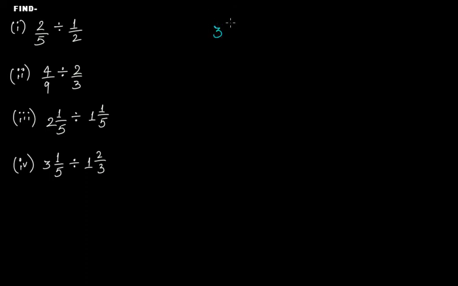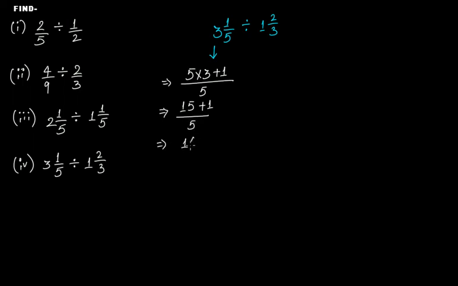The last one is 3 whole number, 1 over 5, divided by 1 whole number, 2 over 3. If you write this mixed fraction as its respective improper fraction, that will be 5 times 3 plus 1 divided by 5, and if you solve it, this will be 15 plus 1, 16 by 5. This will be 3 times 1 plus 2 divided by 3. This will be 3 plus 2 divided by 3. This will be 5 over 3, right? So this is the improper fraction for this one, and this is the improper fraction for this one.